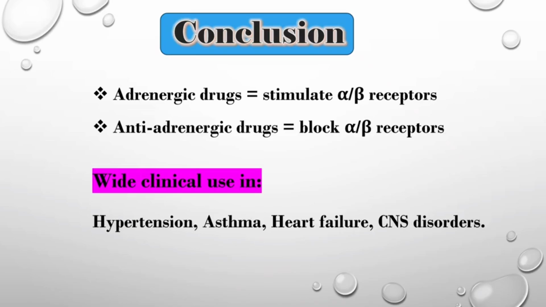Then adrenergic drugs stimulate alpha and beta receptors. It's simple. And antiadrenergic drugs block these receptors. They are widely used in the treatment of hypertension, asthma, heart failure, CNS disorder.